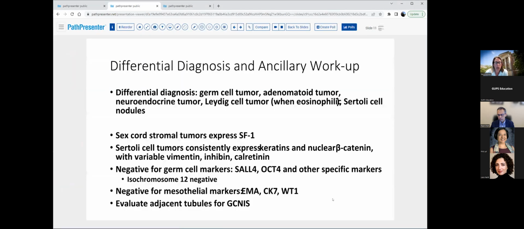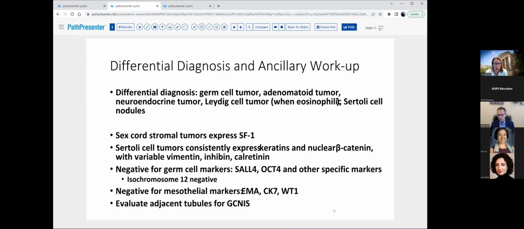So moving on to our summary and what we need to do to work these up. Differential diagnosis: we've seen these have a whole range of morphologies. So depending on what you are seeing, you could consider a germ cell tumor, adenomatoid tumor, neuroendocrine tumor with that cord-like growth, Leydig cell tumors when there are those abundant eosinophilic cytoplasmic areas, and then Sertoli cell nodules, which have more immature Sertoli cells and look a little different.